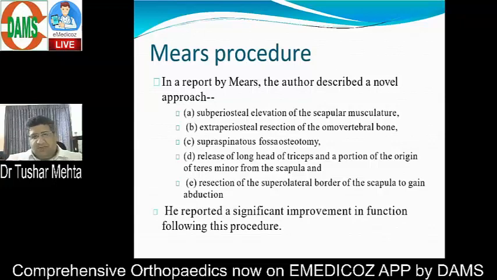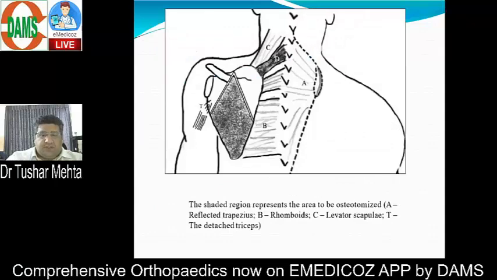Till now, you have heard these steps earlier: elevate the scapular musculature, resect the omovertebral band, do a supraspinatus fossa osteotomy. Then you have to release the long head of triceps and a part of the teres minor, and then resect the supralateral border of the scapula to gain more abduction. So these are the 5 important steps in the Mears procedure. The same thing they have mentioned here. So these are the areas to be osteotomized.